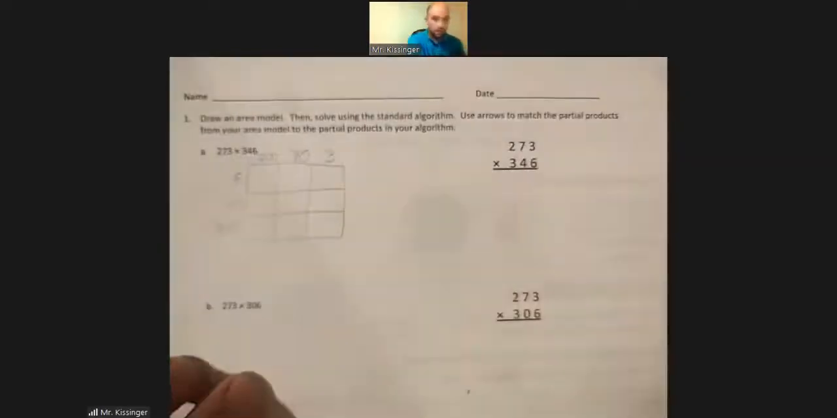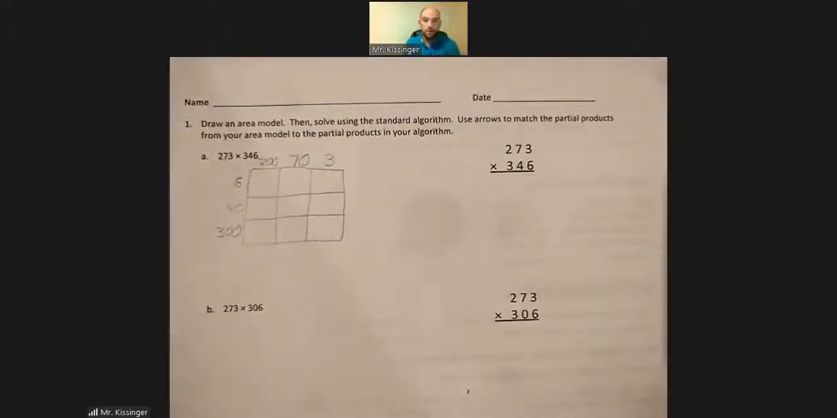273 across the top. And then here, we'll start with our ones place here. 6, 40, and 300. And what we're going to do is multiply these to find the area of each box, and then we're going to add the boxes together. So when we find the total area, that will give us the product of 273 and 346.